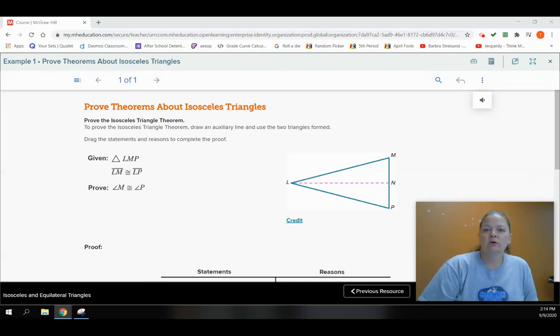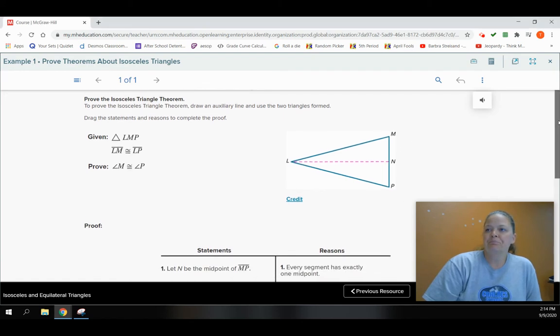In this first example, we're going to talk about proving isosceles triangles, theorems about them. It says prove the isosceles triangle theorem. To prove it, you have to draw an auxiliary line and use the two triangles formed. So the auxiliary line is this bright dotted pink line right here going from L to N.